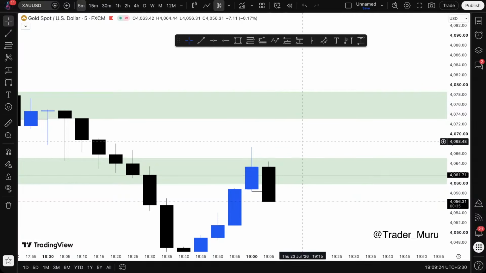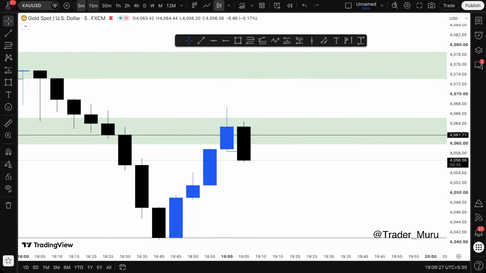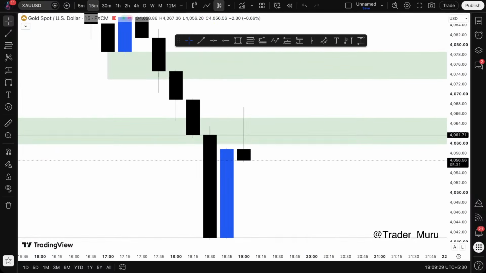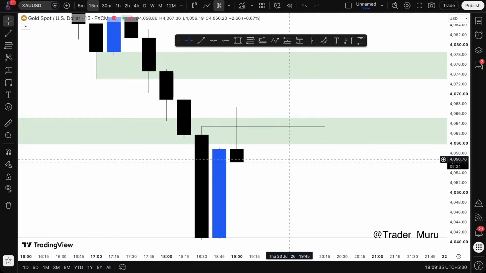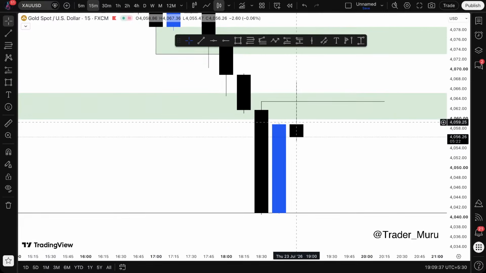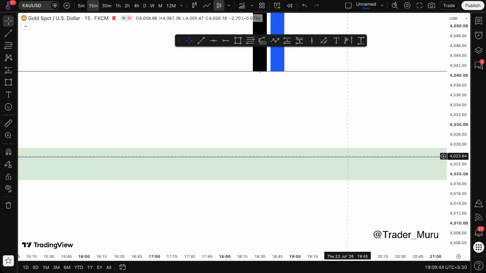Okay, a nice reaction. Let's see what the 5-minute or 15-minute close. I just need a close below this high in the 15-minute time frame. Then I can short it back to this low again. This will be my first target 4040, second target will be 4023.